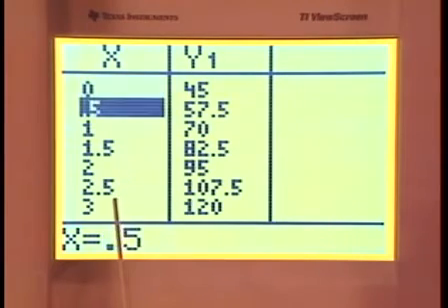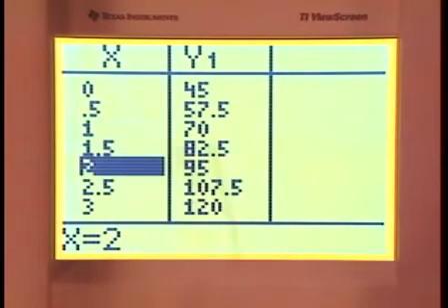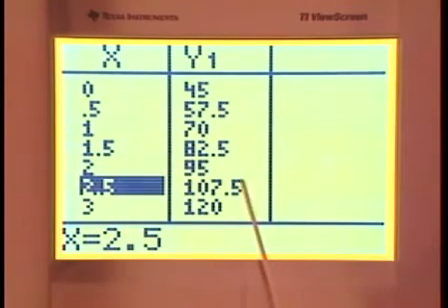You can change that increment to anything you want. You could change it to 0.33, which would be a third of an hour or 20 minutes. And again, the corresponding cost here, and you see when we get to half hours, we get into 50 cents, $107.50.